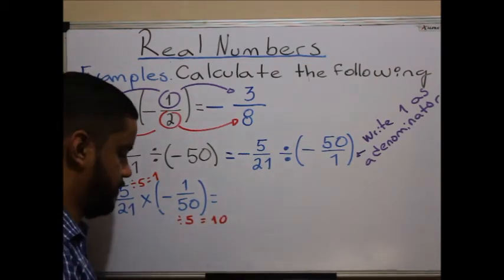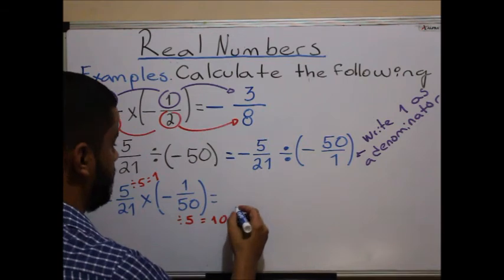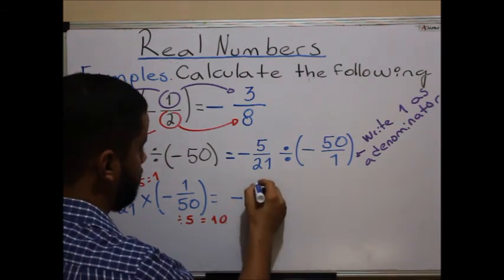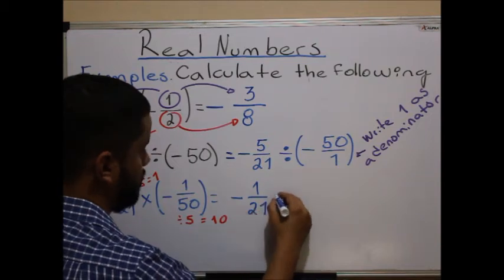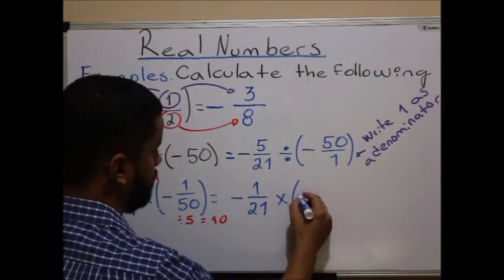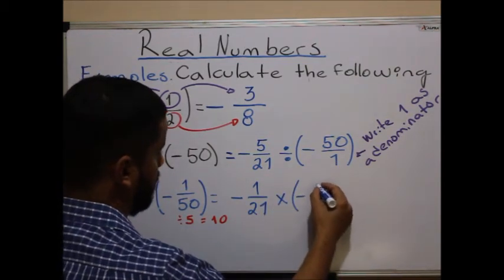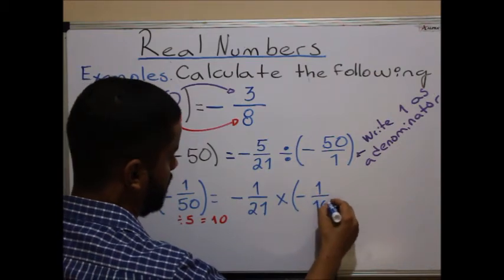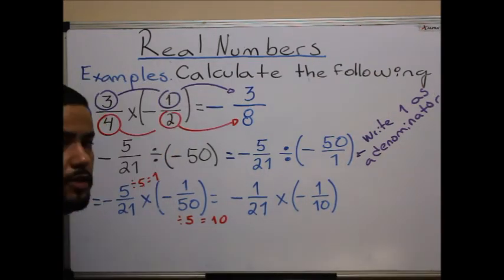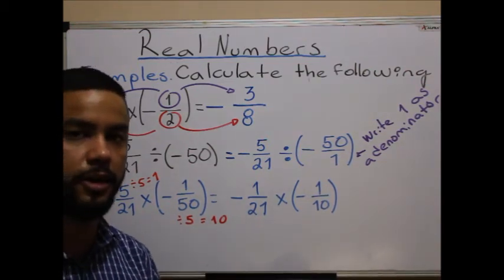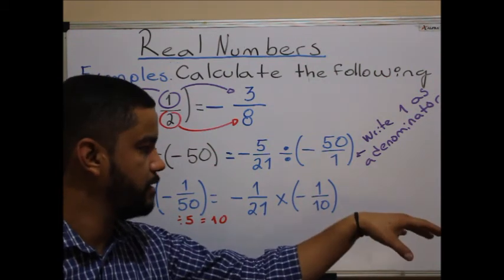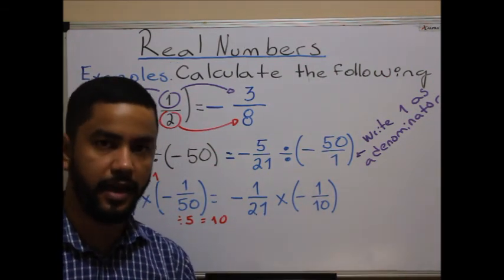So our new expression will be negative the fraction 1 over 21 times negative 1 over 10. Why do we do that? Because in this way, simplifying our fractions is easier than simplifying them at the end.